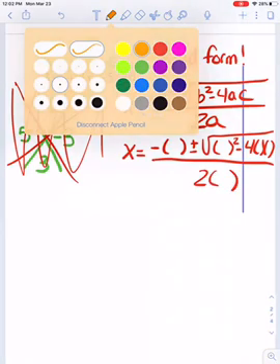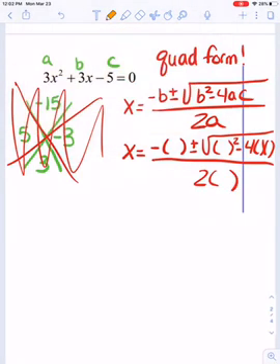So I'm just going to go ahead and plug in a, b, and c. So I plug b into those first two parentheses because that's where b is at. So b is 3. 4 times a is also 3. Times c, which is a -5. So I'm going to sneak that in there, over 2 times a, which is 3. So we know when we're doing this, we got to simplify what's under the radical first. So let's go ahead and start there.